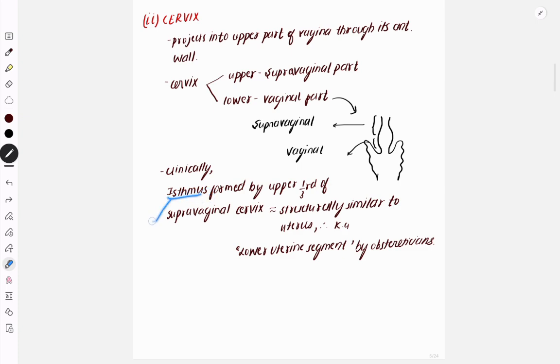Clinically, there is something called the isthmus. We already studied it. It is a circular constriction between the body of the uterus and the cervix. This isthmus is formed by the upper 1/3 of the supravaginal cervix, and it is structurally similar to the uterus. Because it is located in the lower part of the uterus, it is also called the lower uterine segment by obstetricians.